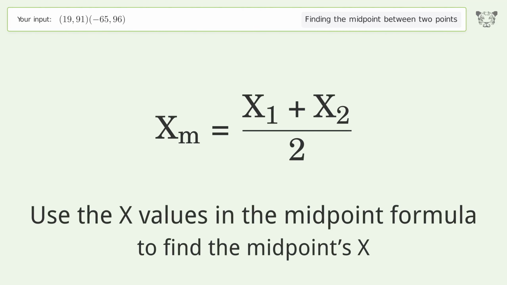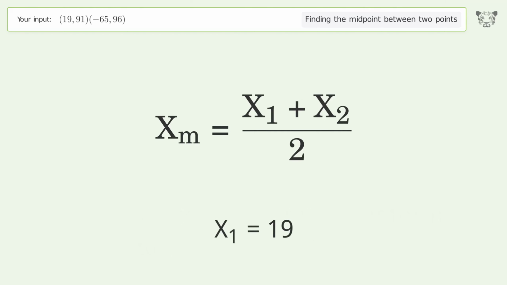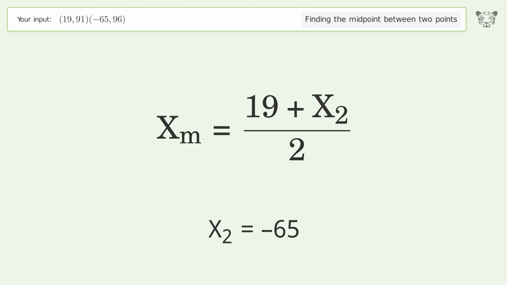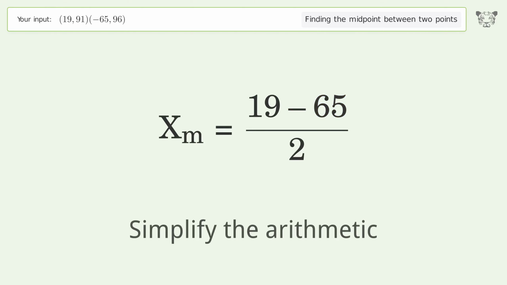Use the x values in the midpoint formula to find the midpoint's x. x1 equals 19. x2 equals negative 65. Simplify the arithmetic.